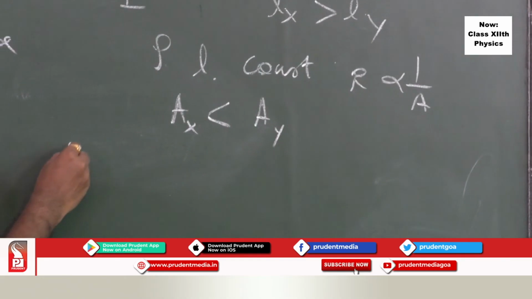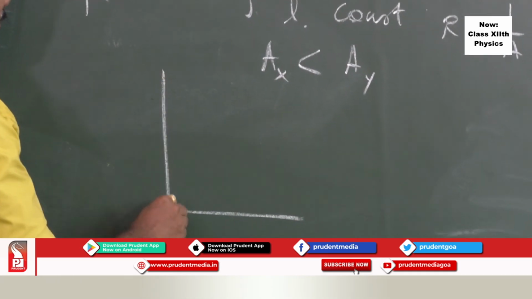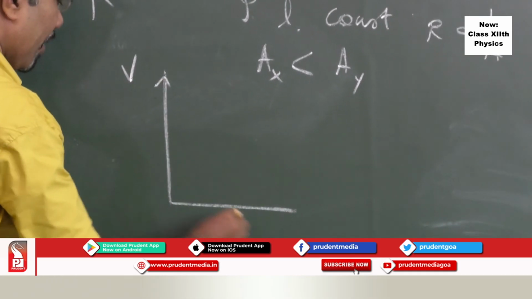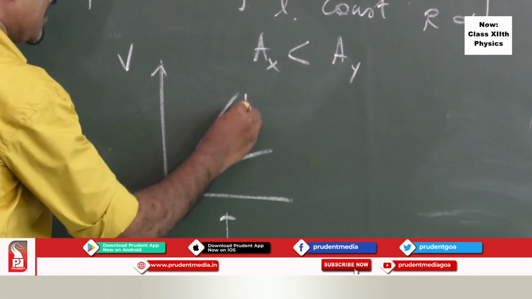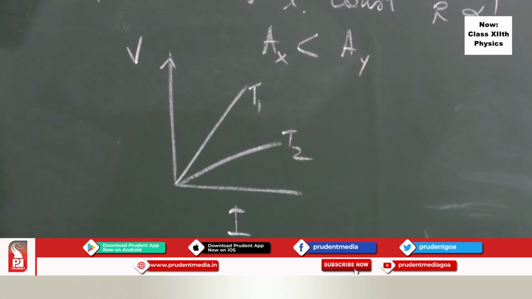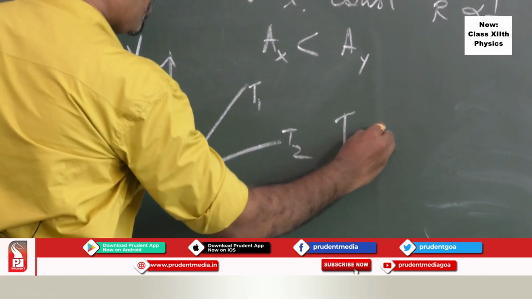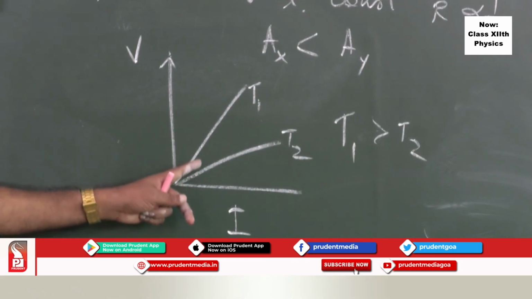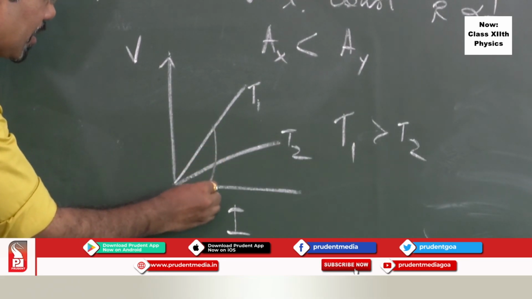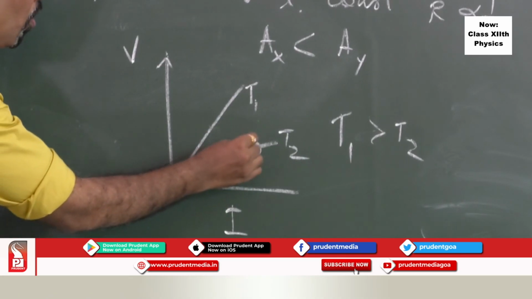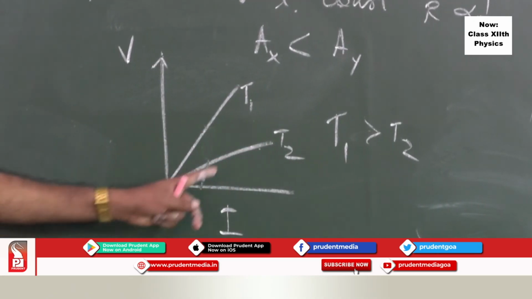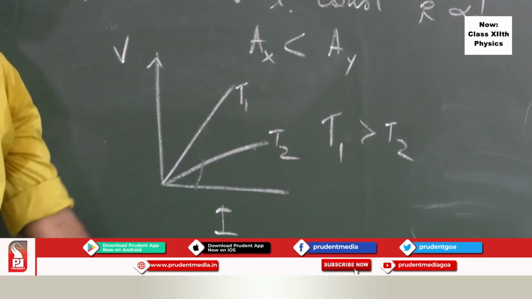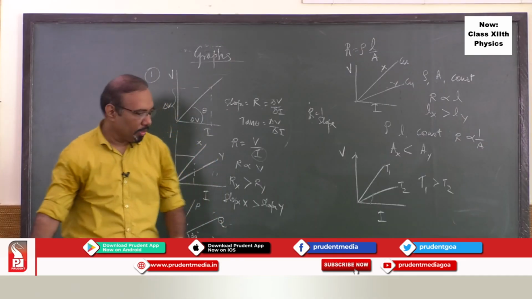Then if you have another graph where you have V versus I, and you have the same conductor heated at two different temperatures. Which temperature is higher? You can easily find out T1 is greater than T2. Simple reason, as the temperature increases, resistance increases. So this resistance is more, this slope is more; this resistance is less, slope is less. So temperature will be higher, T1 greater than T2.